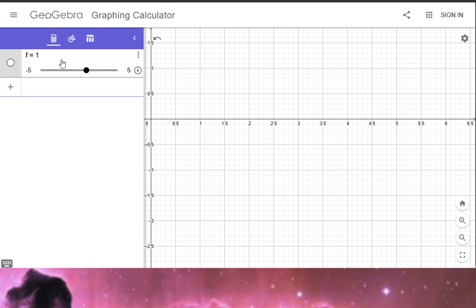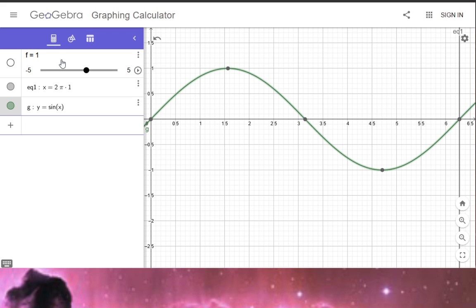Let's do x equals 2 pi times f. And now we've got y equals sine x. Now we've got a range. Look at this. This is interesting.